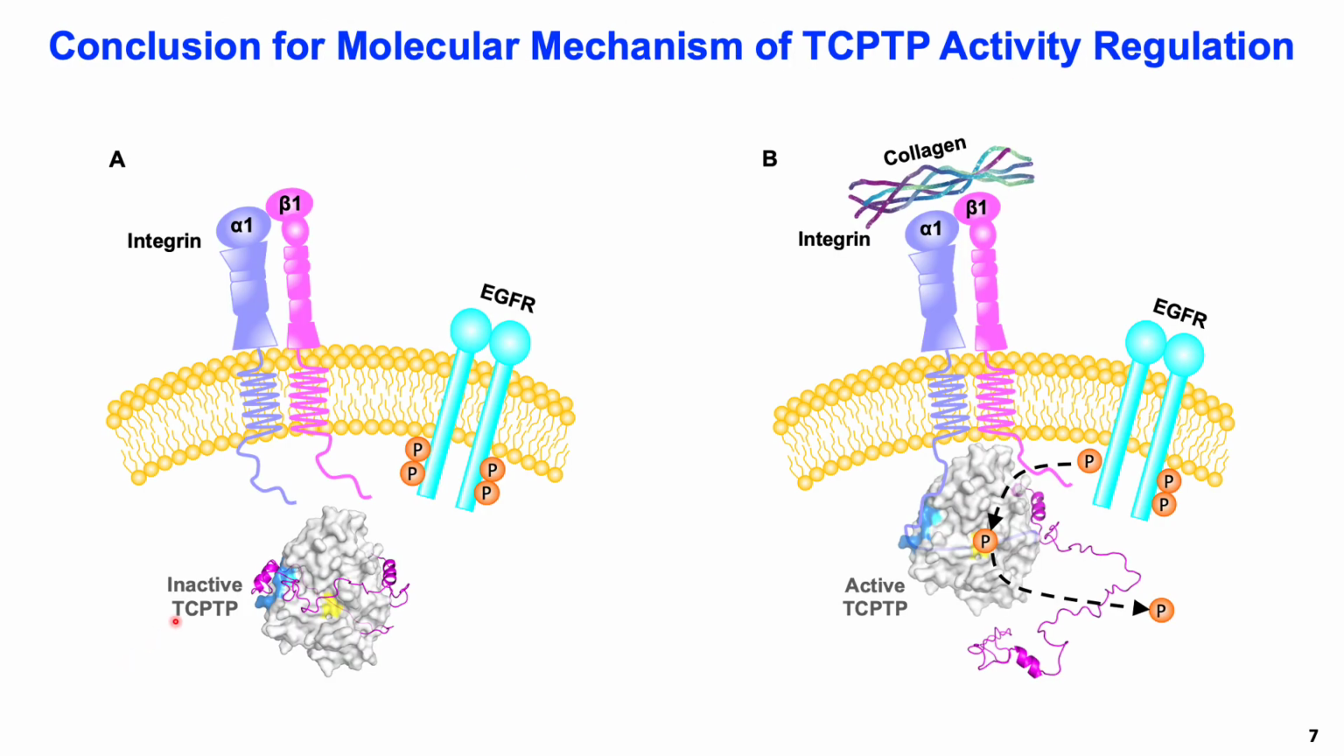Our study concludes that the inactive state of TCPTP is formed due to intramolecular interaction between the C-terminal tail and the catalytic domain, but when integrin alpha 1 interacts with it, it disrupts the intramolecular interaction and makes this enzyme fully active for efficient dephosphorylation of substrate.